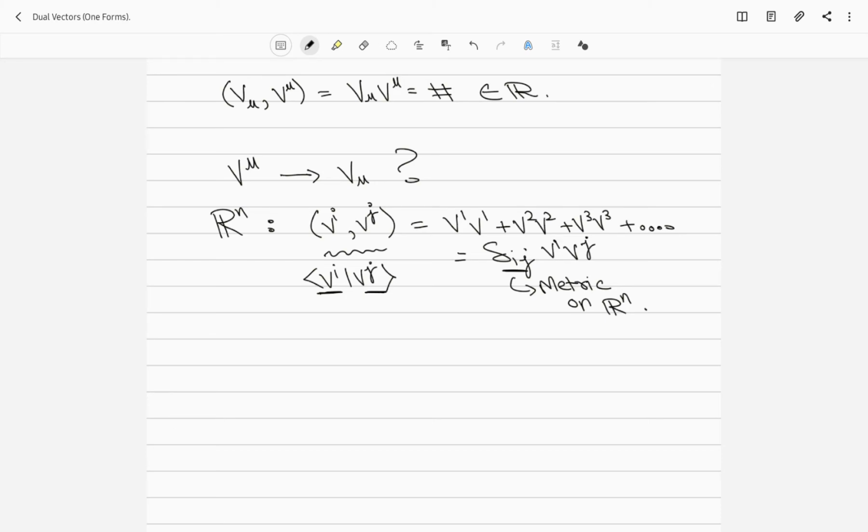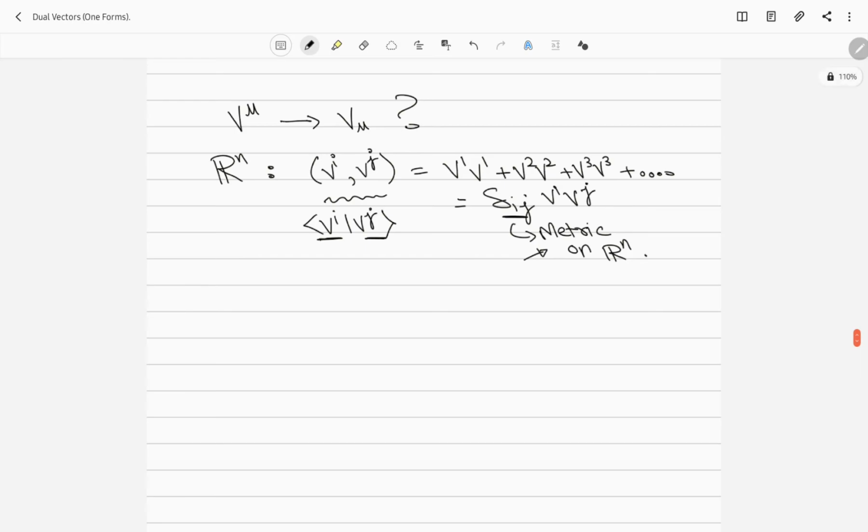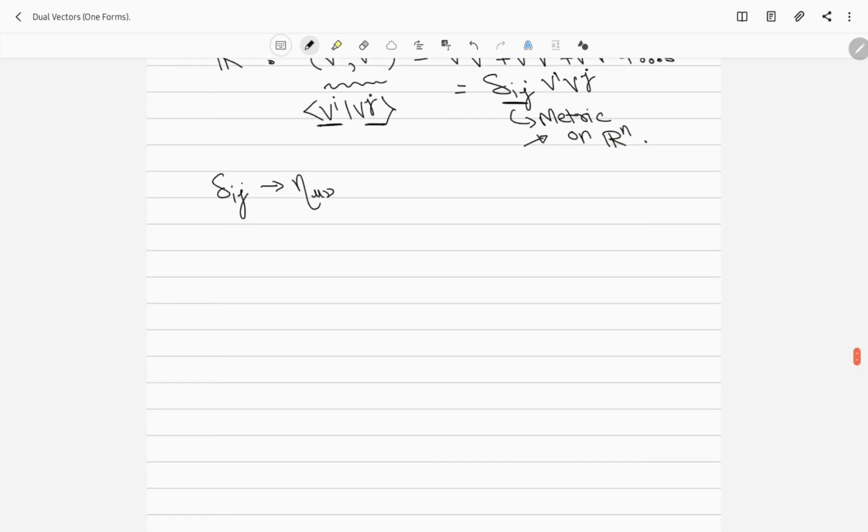Okay, so with this metric, for SR, that is special relativity, what we do is we replace this δ_ij, which is the metric, with the metric η_μν. And we talked about this in the previous videos on metrics. So hence this dot product, which is <v_μ, v_ν>, is equal to η_μν v^ν. So this is how you contract the vectors and dual vectors.